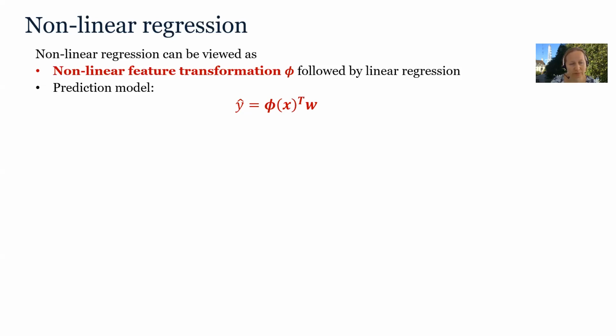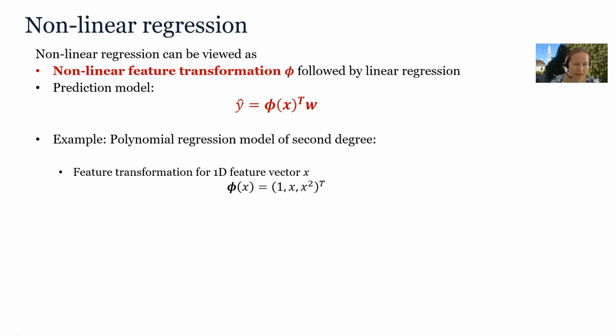Nonlinear regression can be viewed as nonlinear feature transformation followed by linear regression. The nonlinear transformation will be denoted by phi, and our prediction model will then become phi(x), which is our transformed feature vector, transposed, times w, which is our parameter vector.